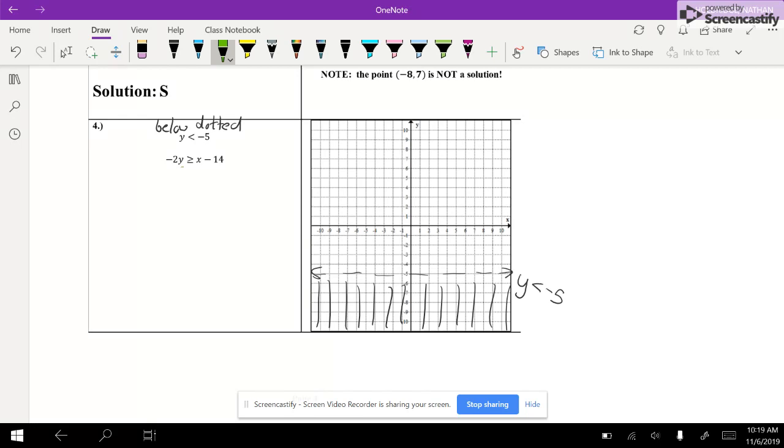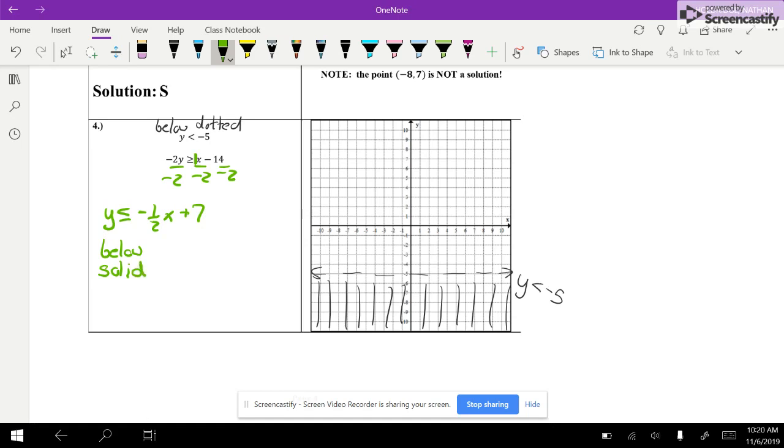Looks like I got to get y alone here, so I've got to divide everything by -2. Alarm bells should be going off because when I divide by a negative, I got to switch the sign. So y is less than or equal to, there's a 1 sitting in front of here, so this is -1/2 x. -14 divided by -2 is +7. All right, so I'm going to be shading. This is a less than sign, so it's going to be below. And it is this time going to be solid.